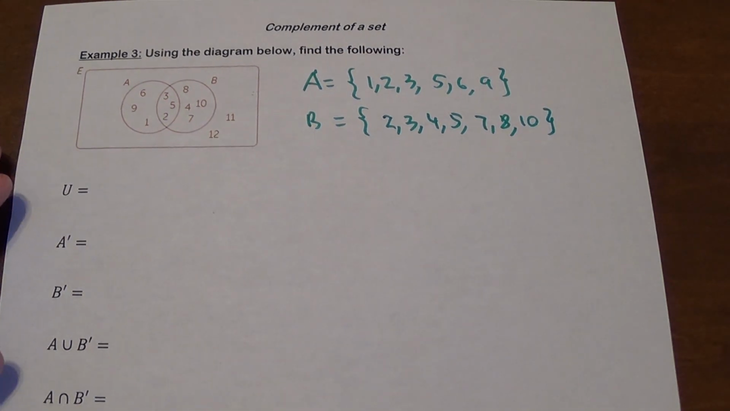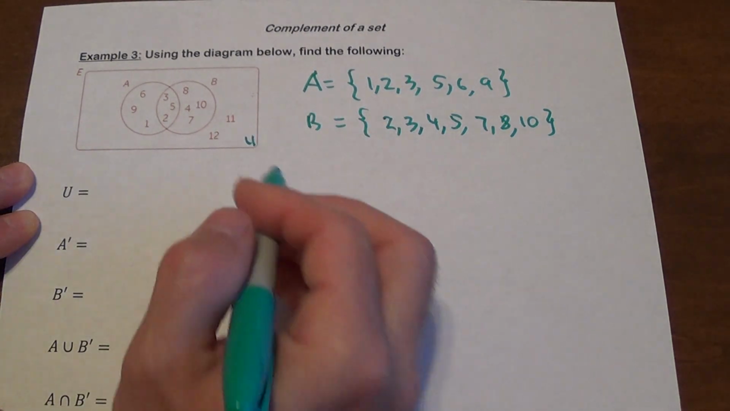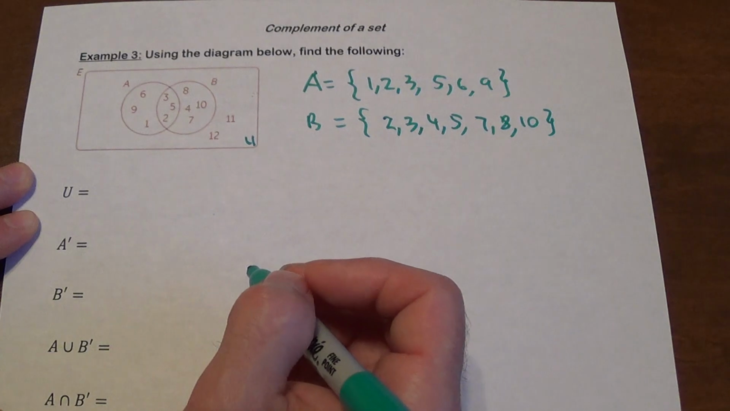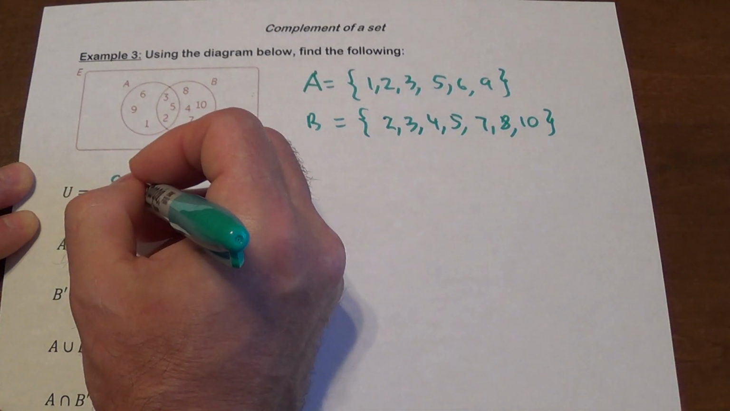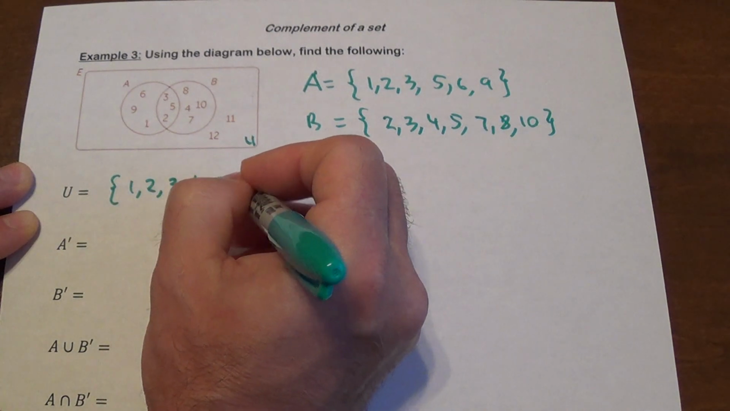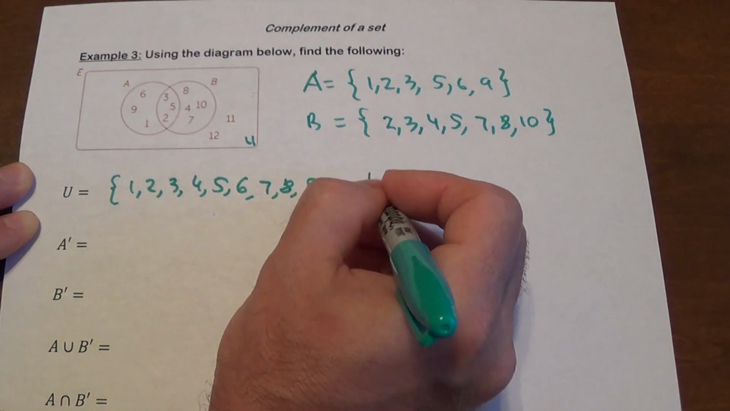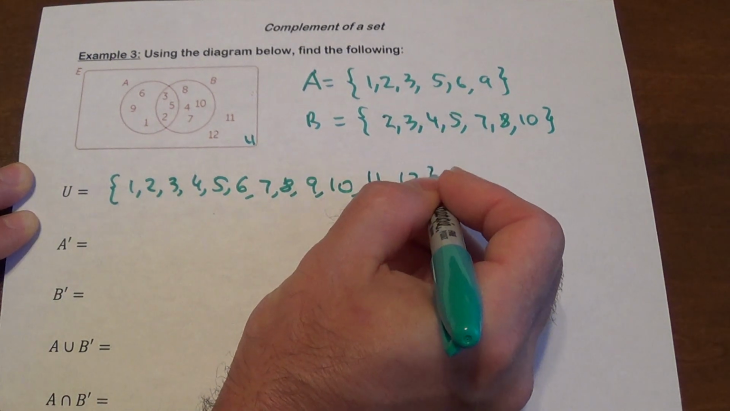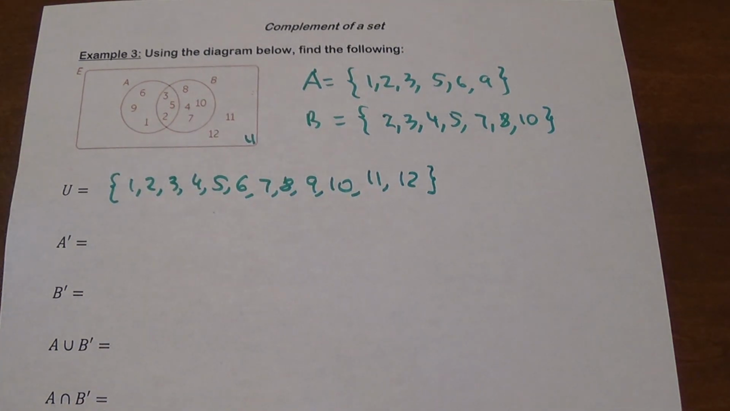What are the elements? So this here is our universal set. So everything inside this circle is going to be part of the universal set, right? That is going to be 1, 2, 3, 4, 5, 6, 7, 8, 9, 10, 11, and 12. Everything, inside, outside, just has to stay within that box that represents the universal set.